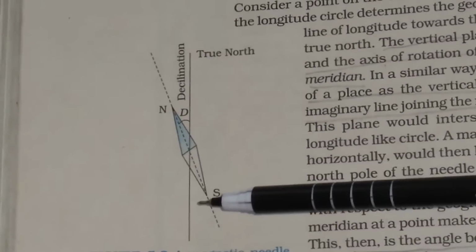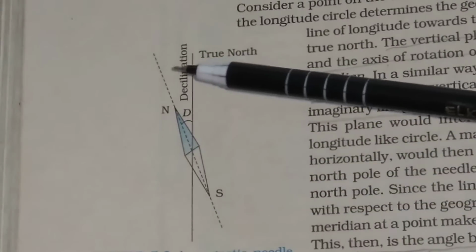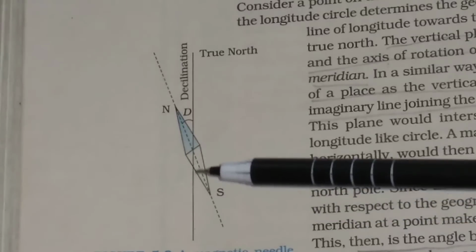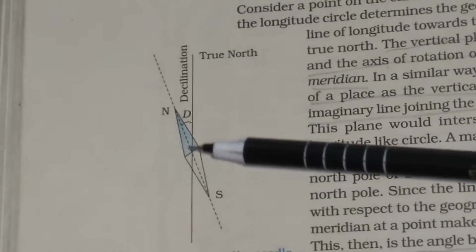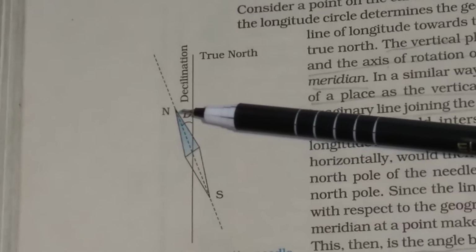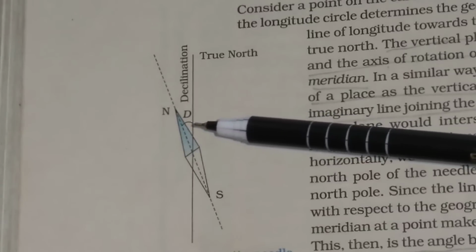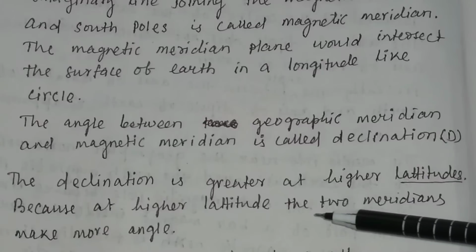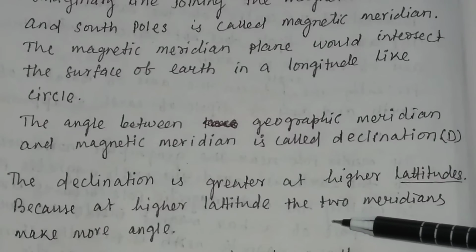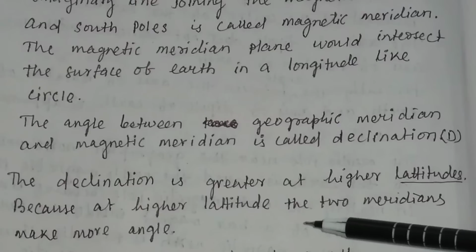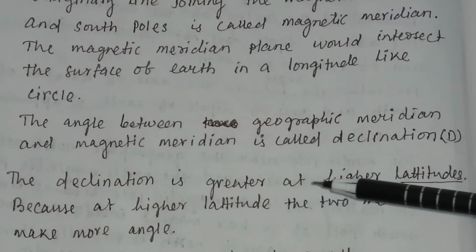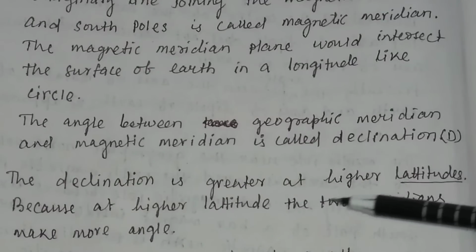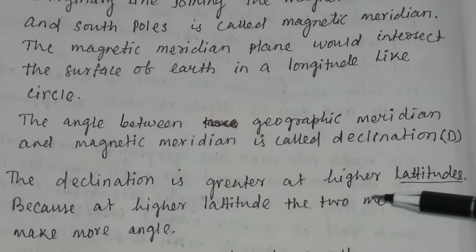And you see the angle between the geographic meridian and the magnetic meridian. This angle is called the angle of declination. It is denoted by the symbol D. The declination is greater at higher latitudes because at higher latitude the two meridians make more angle.